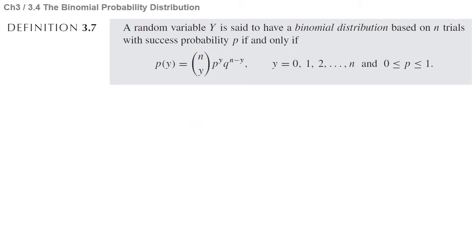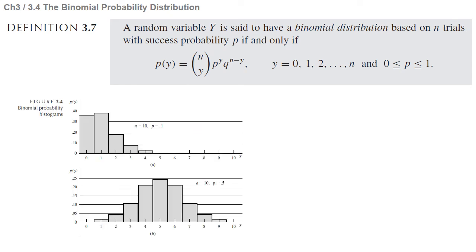And let's check how it looks. If Y follows a binomial with n equals 10 and p equals 0.1, the histogram is shown here, and this is for a binomial with n equals 10 and p equals 0.5.